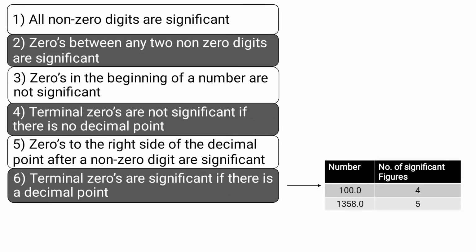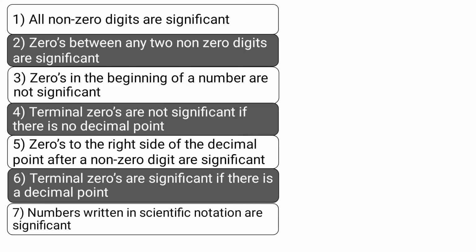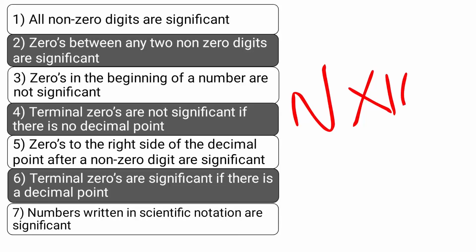Going to the last rule, that is, the numbers which are expressed in the form of scientific notation are said to be significant. Already we have studied the scientific notation represented as N into 10 to the power n. So if any numbers are expressed in this particular notation, then they are said to be significant. So let us take the example for the seventh rule.